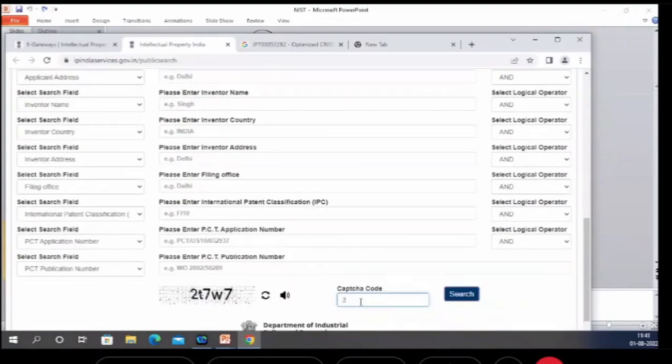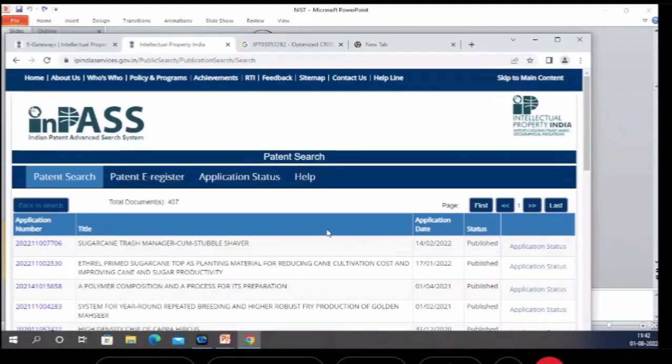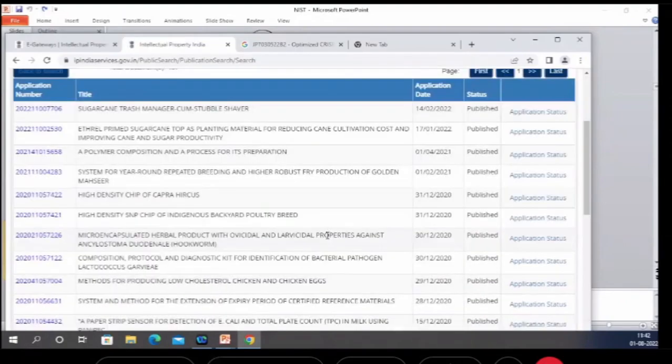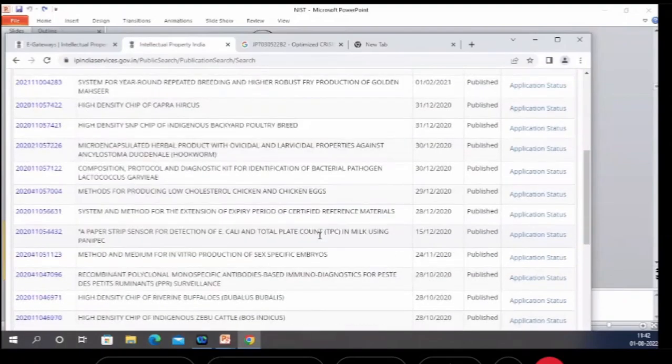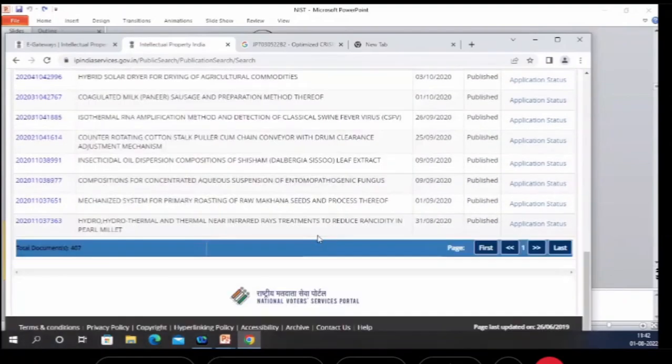This is the captcha here, you have to put the captcha. Okay, then we will go for a search. So these are the applications that have been filed by ICAR. We can see the ICAR applications. There are 407 applications that have been filed by ICAR.